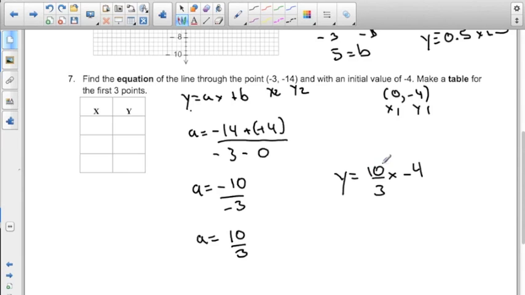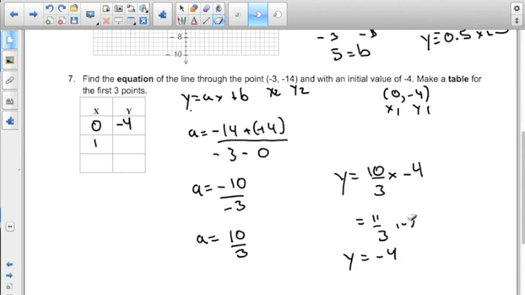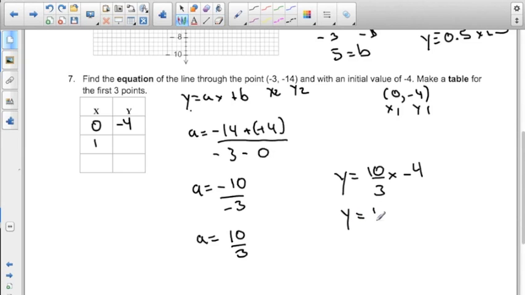So if we decide to turn 10 over 3 into a decimal, does that come to a neat decimal? It's 3.333 repeating. Alright, so when x is 0, y is going to be negative 4. 10 thirds times 0 is 0, minus 4, we're left with 0, negative 4. When we have 1, well, here, we'll do it algebraically now. Same thing. So if we have this same setup, when we have 1, y equals 10 over 3 times 1 minus 4. So 10 over 3 times 1 minus 4 is going to give us negative 0.6 repeating.